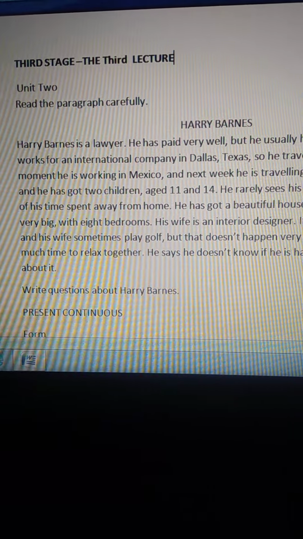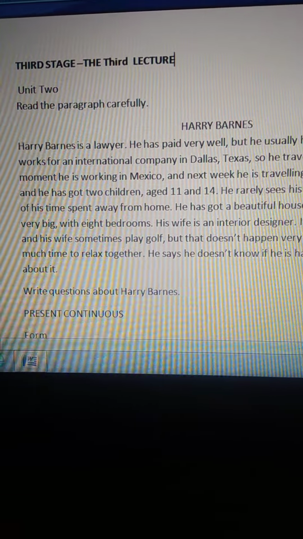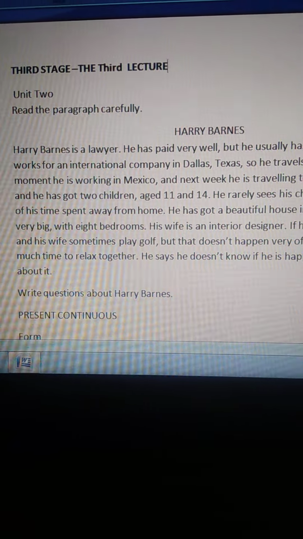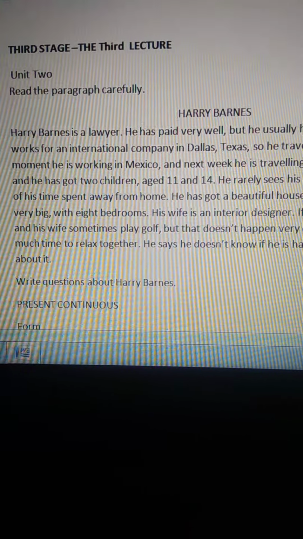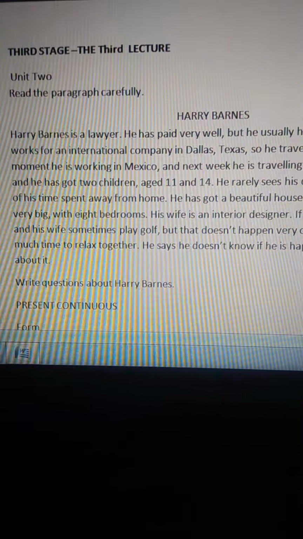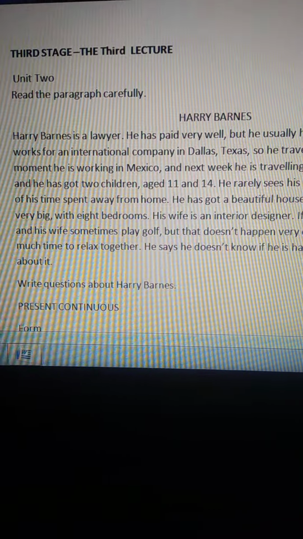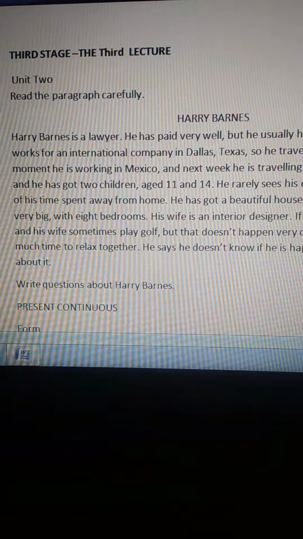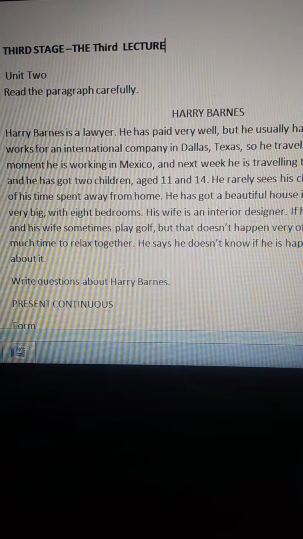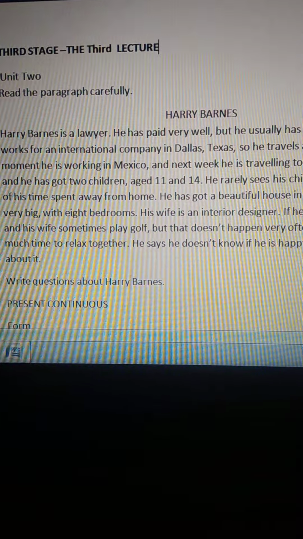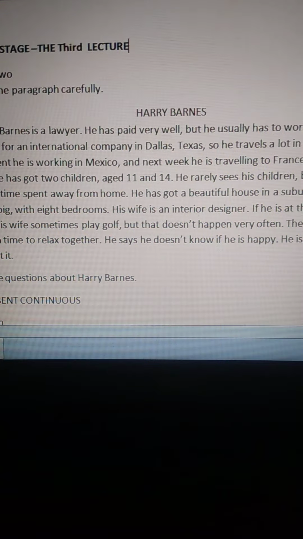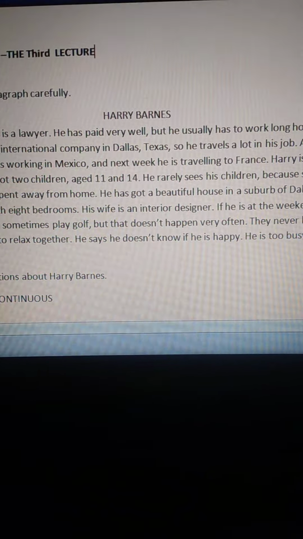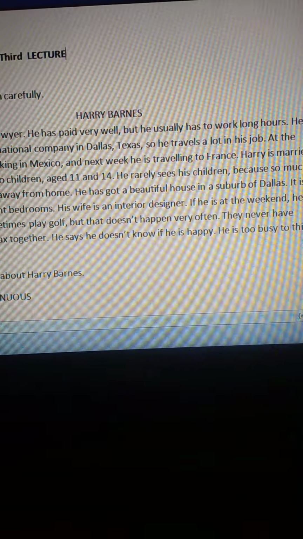Unit 2. Read the paragraph carefully. Harry Barnes. Harry Barnes is a lawyer. He is paid very well, but he usually has to work long hours.